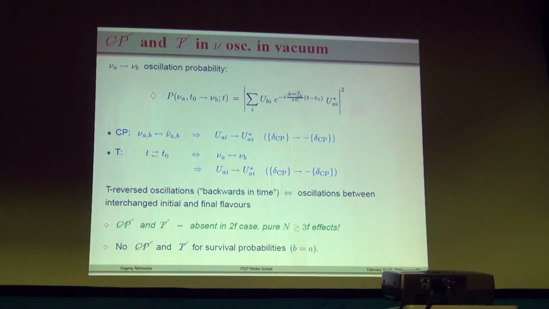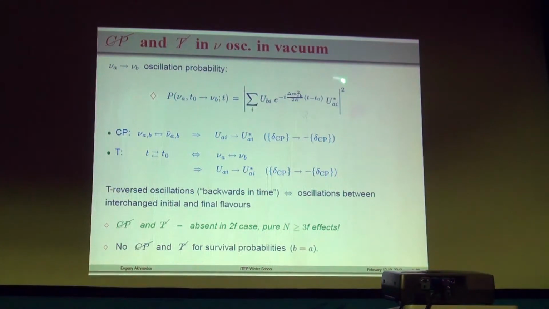Okay, now let us consider time reversal operation. Time reversal means that I should interchange the initial and final time of neutrino evolution. Now look at this formula. t and t0 enter into the exponent of this exponential factor. If I interchange t and t0, the exponent changes its sign, which is equivalent to the complex conjugation of this factor. But since I have a modulus here, instead of complex conjugating this factor, I can complex conjugate the other two, and the result will be the same.